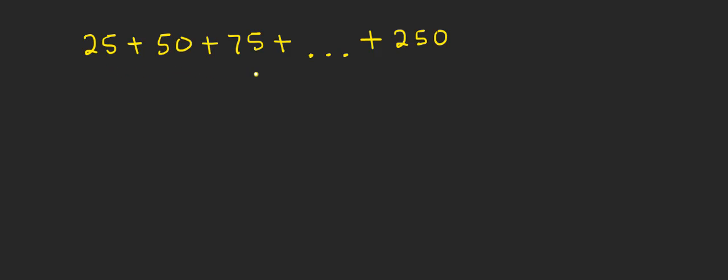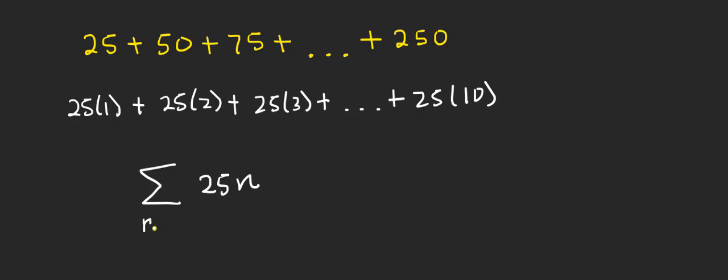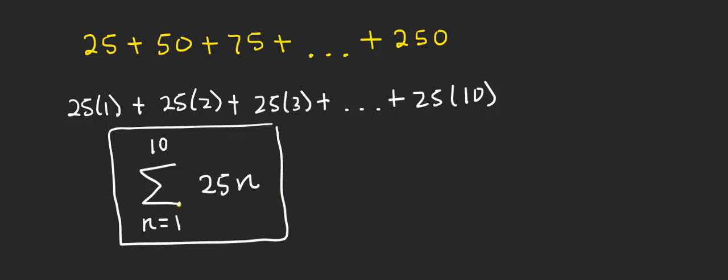And how are we going to rewrite this using summation notation? This is a series. So if you notice the pattern here, this is like 25 times 1 plus 25 times 2 plus 25 times 3 plus dot dot dot plus 25 times 10. So what you could do is, it looks like this is going to be 25n, where the lower limit is going to start from n equals 1, and then it's going to go all the way up to 10. So this is how you rewrite the series using sigma notation.